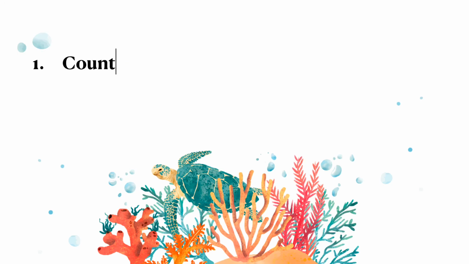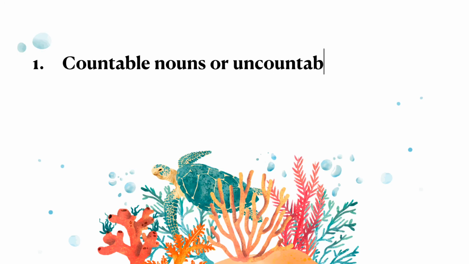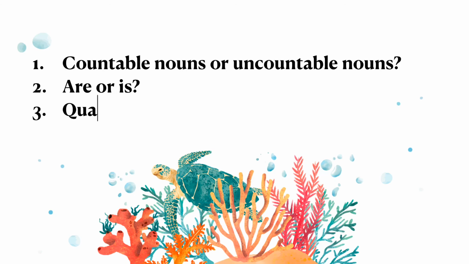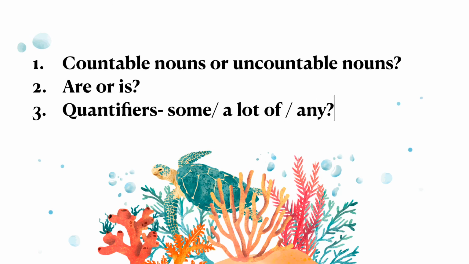So a little tip for you if you want to form a sentence about the quantity, ask yourself some questions. First, whether it is a countable noun or an uncountable noun. If it is a countable noun and it is more than one, then you should use the word are. If it is an uncountable noun, then you should always use the word is. After you have answered the first 2 questions, think about the quantifiers you should use. Should that be some, a lot of, or any?